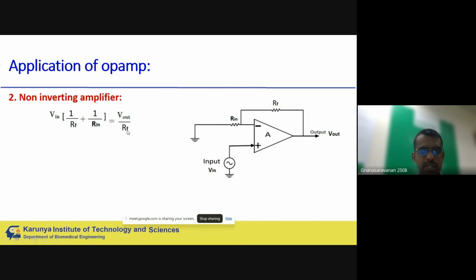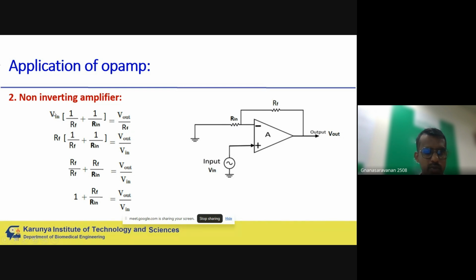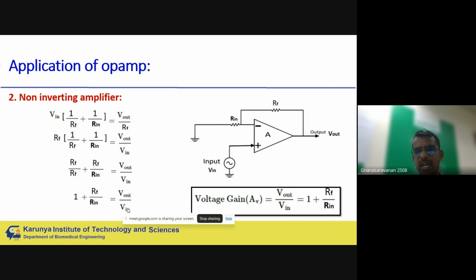Now all we need is the final step, arranging it as Vout by Vin. So this Vin goes to the denominator of the right hand side, and this Rf comes to the numerator of the left hand side. What we have done is multiply Rf into both terms. So Rf divided by Rf plus Rf divided by Rin is equal to Vout divided by Vin. Rf by Rf is 1. So it is 1 plus Rf divided by Rin is equal to Vout divided by Vin. So the gain Av is equal to 1 plus Rf by Rin.